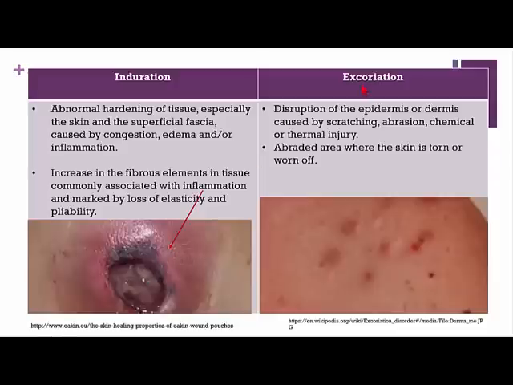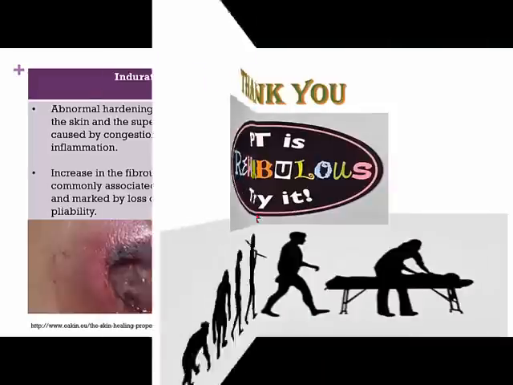Let's have a look at excoriation. Excoriation means disruption of the epidermis or dermis caused by scratching, abrasion, or chemical or thermal injury. It is an abraded area where skin is torn or worn off.